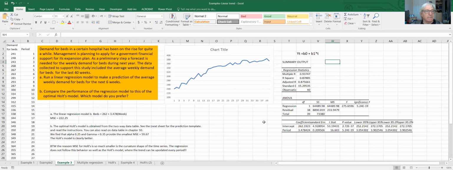Just touching briefly on the regression, here we have a time series that tries to make a prediction of the demand for beds in a hospital. The hospital is looking for some subsidies from the government because they want to expand. So they want to show that the demand is constantly increasing. That's where the need to forecast comes from.